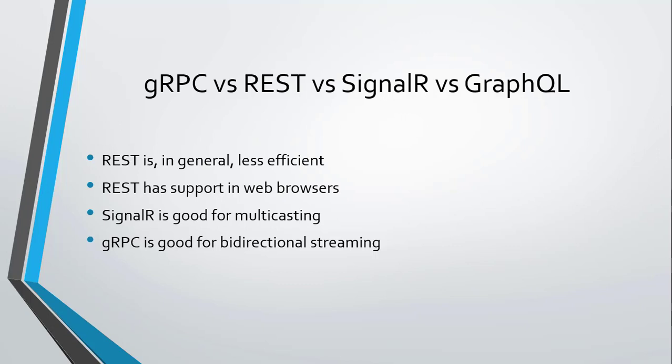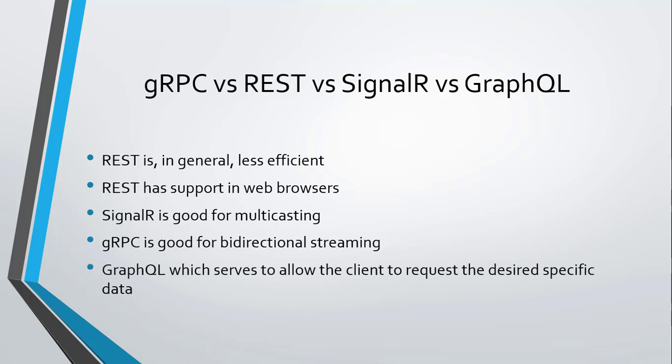This does not make it able to handle multicasting. Finally, we have the case of GraphQL, which serves to allow the client to request the desired specific data. This can be useful if, for example, you have tables with an immense amount of columns, and you have clients that need different columns. These clients are going to be able to request specific columns, instead of having to request them all, spending bandwidth unnecessarily.